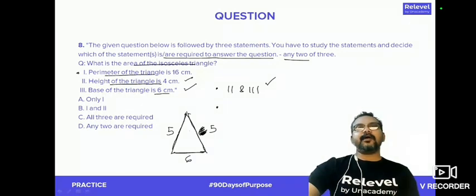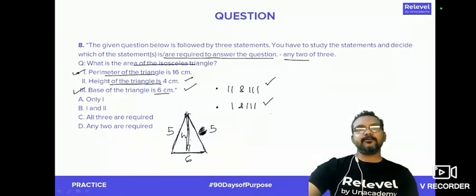Now, if I have this case, by knowing the perimeter and I know the base, I can drop the perpendicular and calculate from Pythagoras theorem what this height would be. And once I know the height, I can use half base times height and find the area. So that means 1 and 3 are also perfectly fine. Now I just need to check whether 1 and 2 are enough to answer. So let us just check.